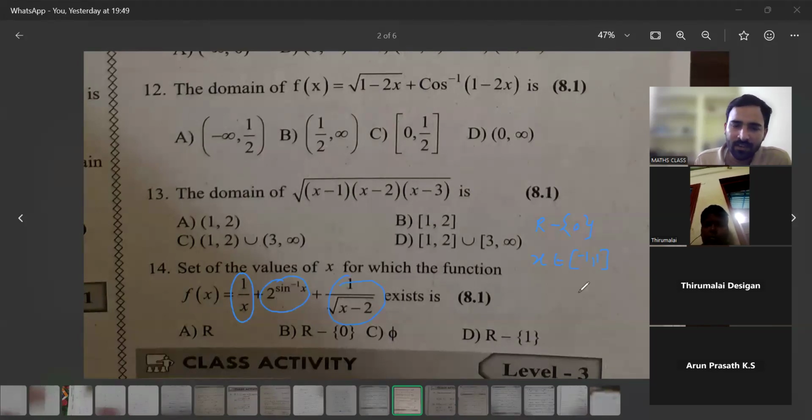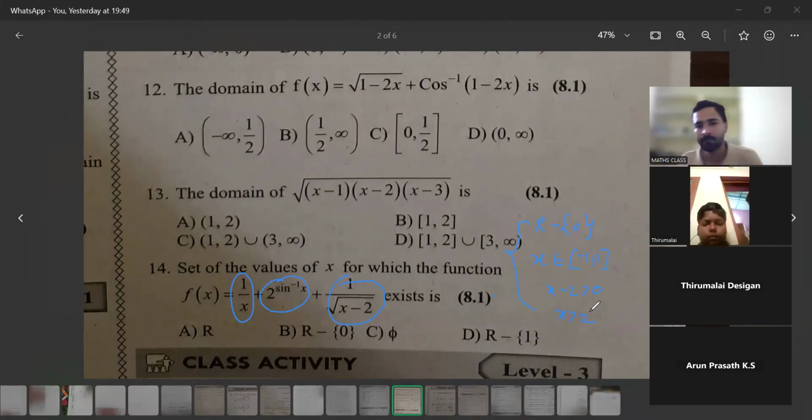This expression is defined when x minus 2 is not equal to 0, because it is written in the denominator, so greater than 0. That is, when x is greater than 2. Now you need to take the intersection of all the solutions. What is the intersection of these three sets?